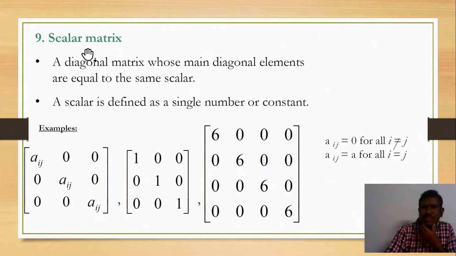Now the scalar matrix, students. Scalar is nothing but a quantity. Commonly, a quantity means whatever integer or number you can take. So here, a scalar matrix is a diagonal matrix whose main diagonal elements are all equal to the same scalar. The scalar is nothing but a number; you can take any number, but it should be the same. A scalar is defined as a single number or constant.